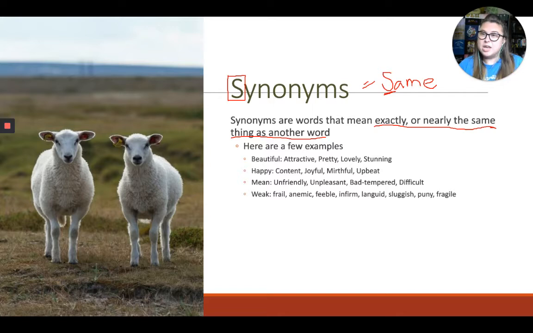But we want to think about when you would use those words. I wouldn't tell a child that they look stunning, right? That's just not a word we would use for children. Instead, I would use something like cute. So even though these words have nearly the same meaning, we don't use them in the same context, and that's what's important here. I put up another couple of examples here: different ways to say happy, mean, and weak. They're all synonyms for one another in their row. These are good practice for us. So how do we use these and why do we use them to help us with context clues?